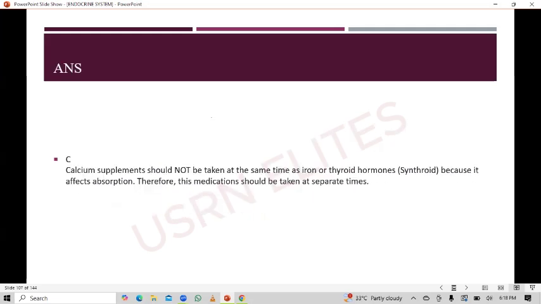Calcium supplements should not be taken at the same time as iron or thyroid hormone, Synthroid, because it affects absorption. Therefore, these medications should be taken at separate times. So the answer was C.